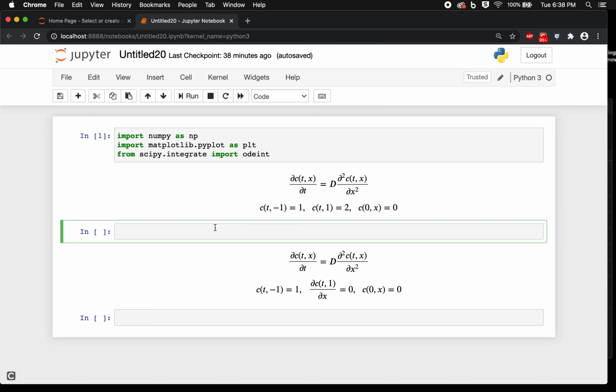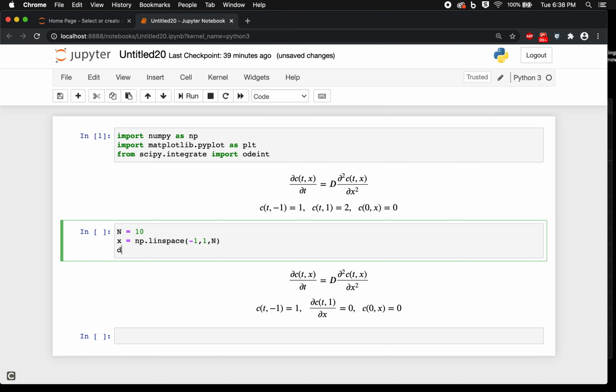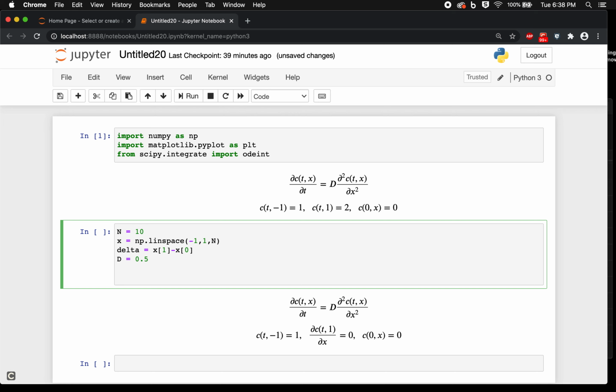So basically, the idea is as before, we're going to set our grid. Let's just start with n because that's nice and simple. We're going to define our domain, which is going to be np.linspace. And because we're going from -1 to 1, because our left boundary is at -1 and our right boundary is at 1, and then we're going to have n points. Then we're going to set delta equal to x[1] minus x[0], so the distance between the node points. We could just use the first two x's to determine that. And let's just pick a diffusion coefficient equal to 1/2.